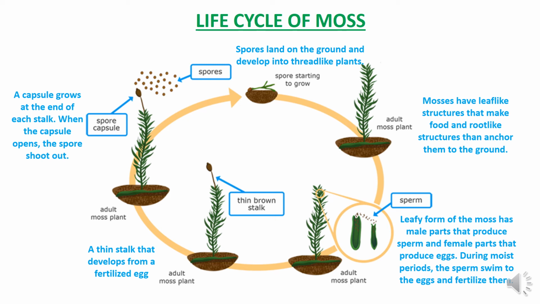During moist periods, the sperm swims to the eggs and fertilizes them. Then, a thin stalk develops, forming from the fertilized egg. Again, a capsule grows at the end of each stalk, and when it opens, the spores shoot out.